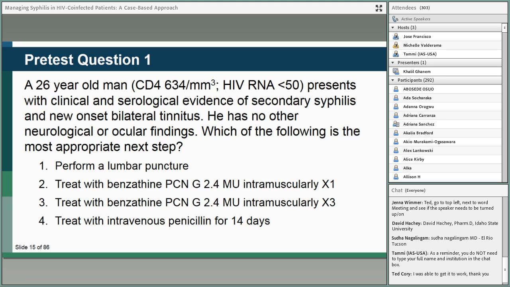That'll be great. So a 26-year-old man whose CD4 count is 634 and HIV RNA is undetectable presents with clinical and serological evidence of secondary syphilis. So this man has secondary syphilis, and he has new onset bilateral tinnitus. He has no other neurological or ocular findings. Which of the following is the most appropriate next step to treat his otic findings? Perform a lumbar puncture, treat with benzathine penicillin G times 1, treat with benzathine penicillin G times 3, or treat with intravenous penicillin for 14 days. So please answer that question.